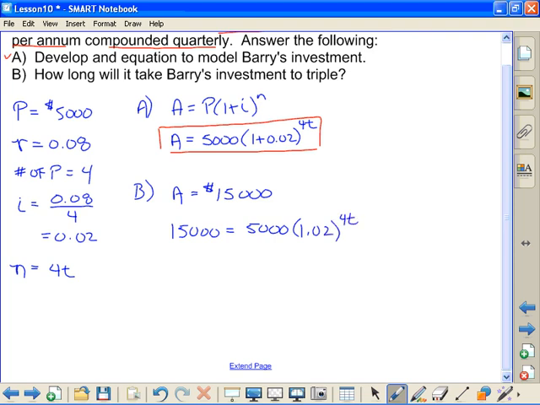We're trying to solve or isolate for t. So guess what? Same thing you were doing with the calculator, I still recommend doing here. Let's divide both sides by 5,000 to start. Okay, reduces the size of the number that we're working with. So now we have 3 equals 1.02 to the exponent 4t.